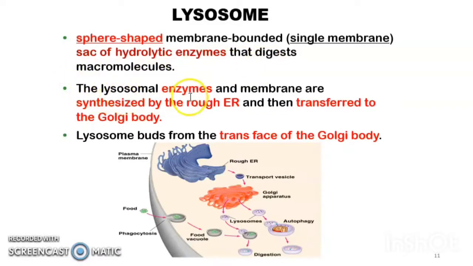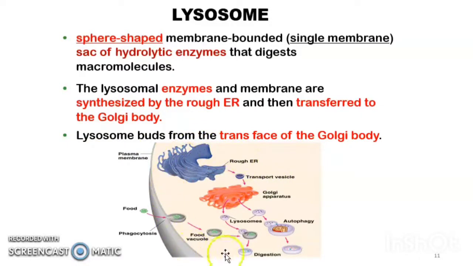So the lysosomal enzymes and membrane are synthesized by the rough endoplasmic reticulum and then transferred to the Golgi body. So that means lysosomal enzyme is actually a type of protein that is synthesized by the rough endoplasmic reticulum. So apa yang rough endoplasmic reticulum akan buat? It will transport the protein, specifically the lysosomal enzyme, and then transfer it to the Golgi body. So lysosomes bud from the trans phase of the Golgi body.